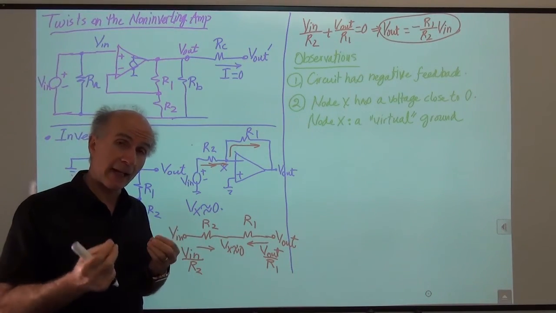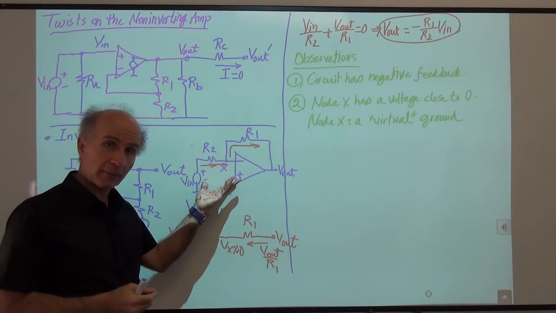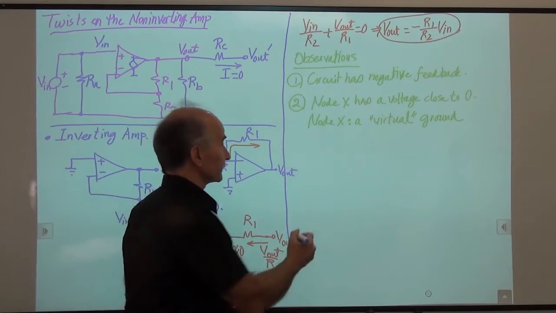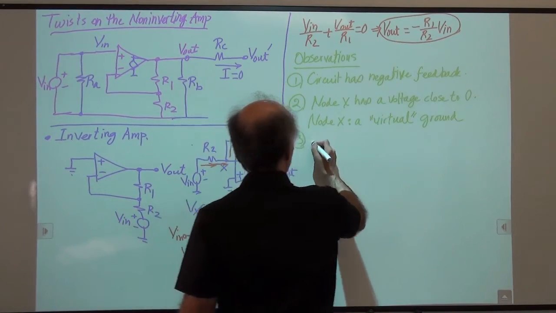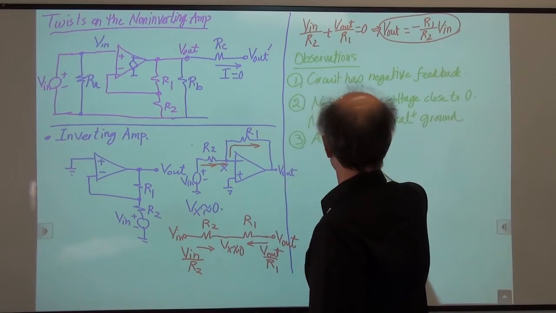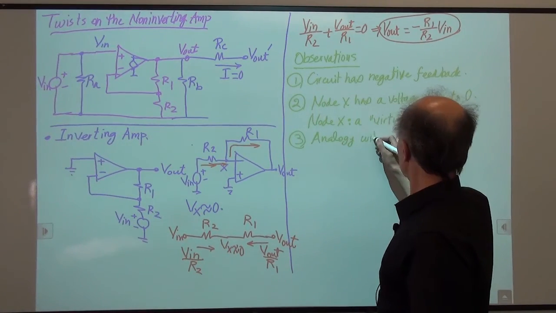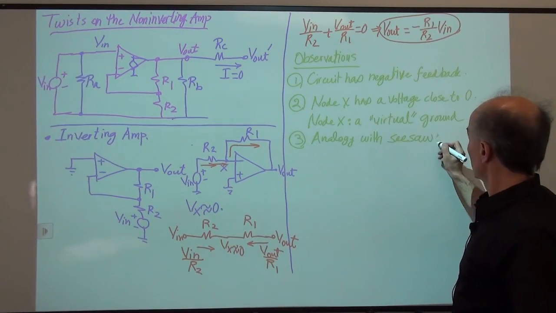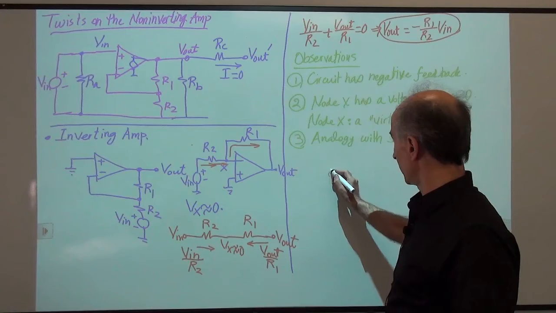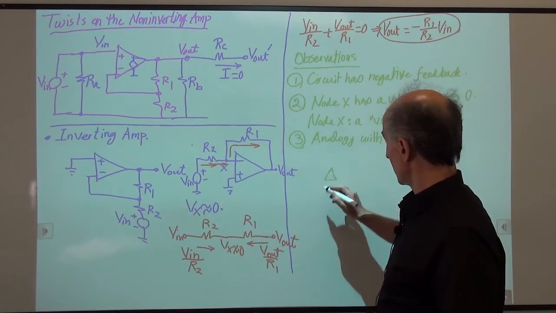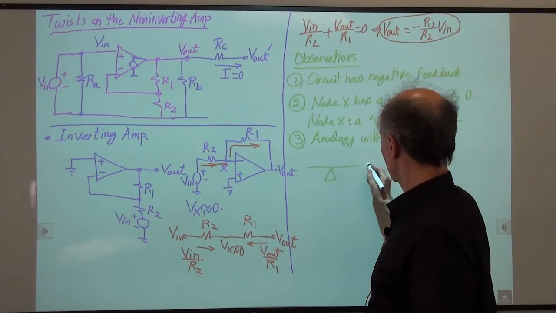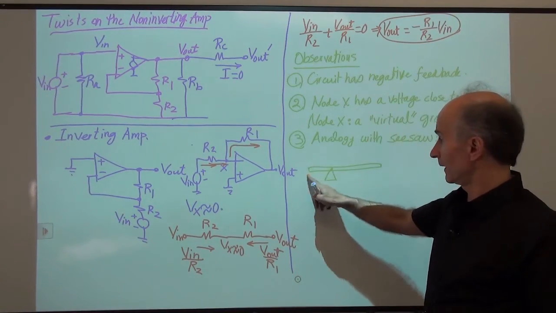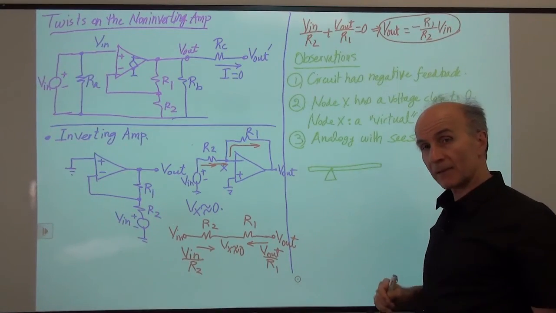And this brings us to a nice analogy between the inverting amplifier and something that we have seen as children, okay, the seesaw. So, analogy with seesaw. Okay, a seesaw is like this, right? We have a little support here, and we have something like this, right? And one child sits here, one child sits here, and they go up and down, right? That's the seesaw.